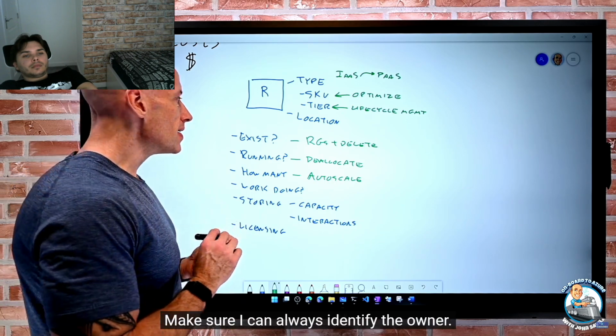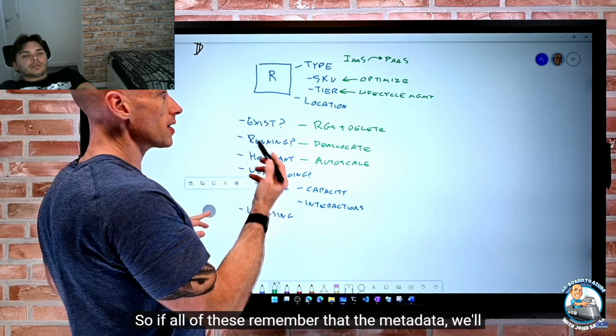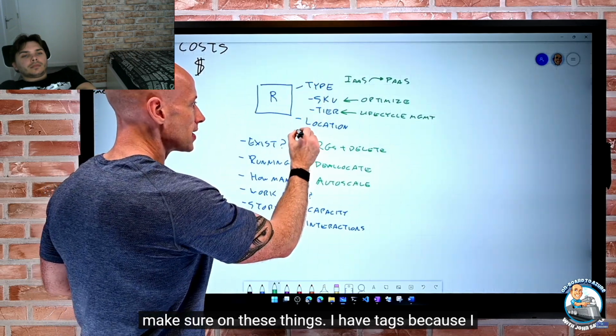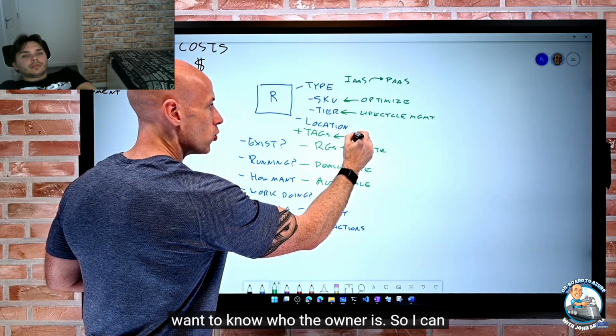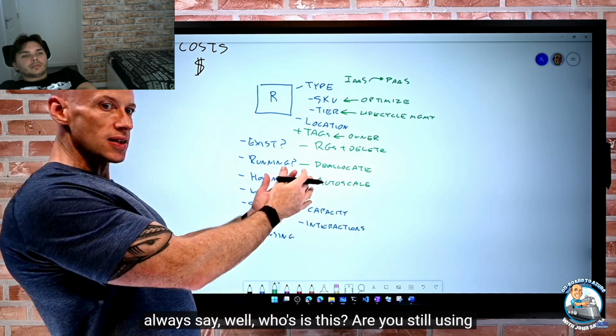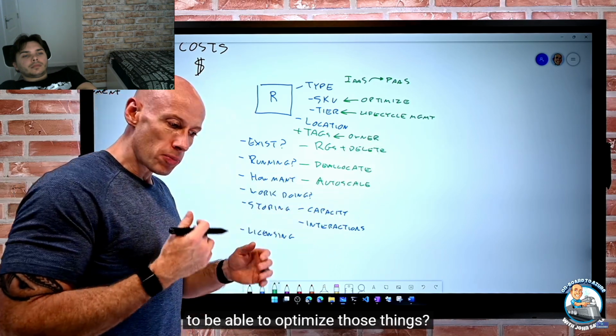Make sure I can always identify the owner. So remember the metadata; make sure on these things I have tags, because I want to know who the owner is, so I can always say, well, whose is this? Are you still using it, or can I delete this thing? So you want to be able to optimize those things.